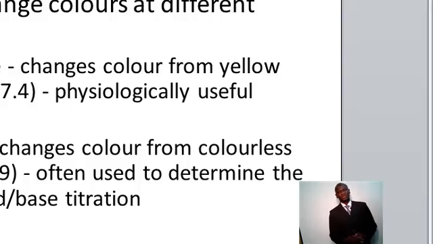The other good example is phenolphthalein. Phenolphthalein changes color from colorless, that is pH 8, to pink, that is pH 9. And this is very useful in acid-base titration in determining endpoints.